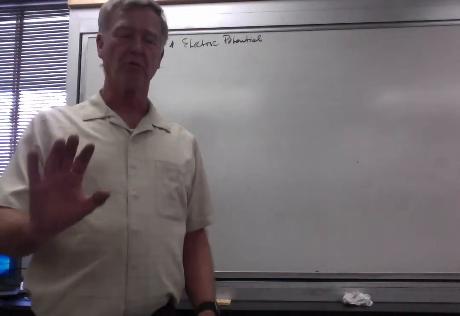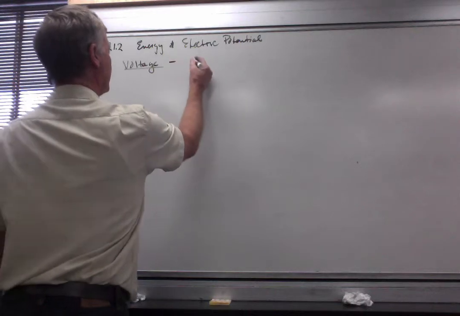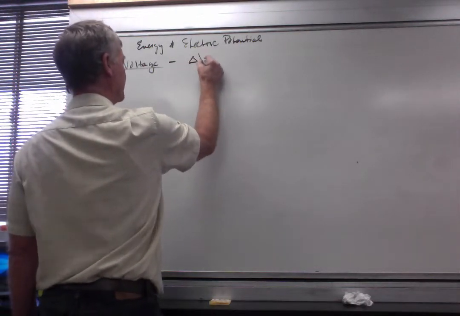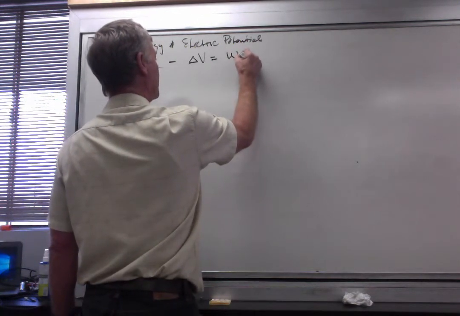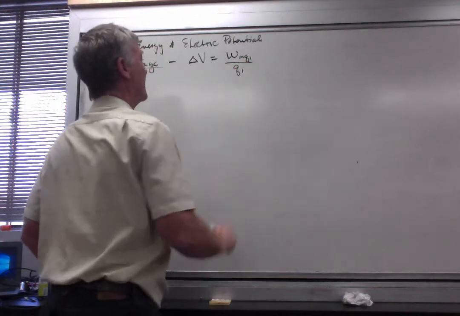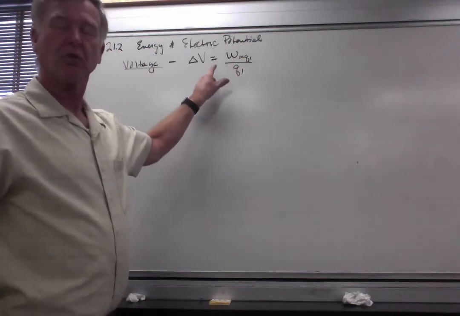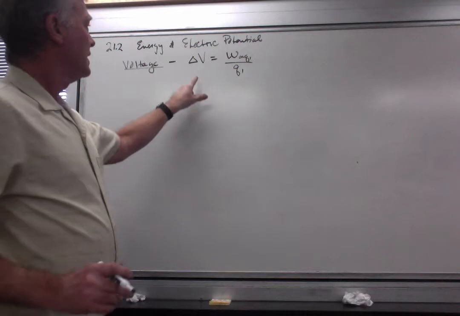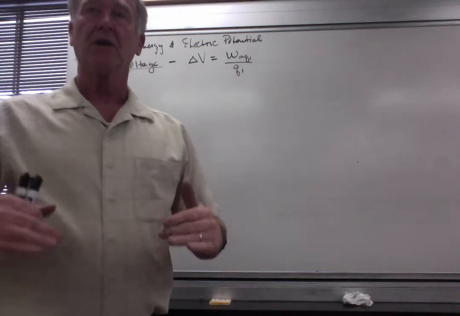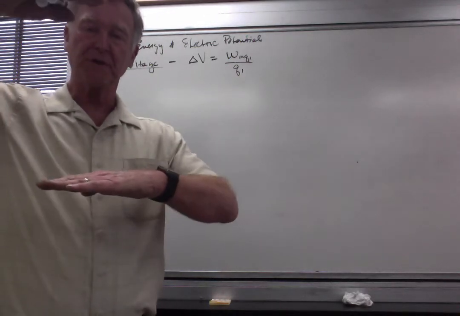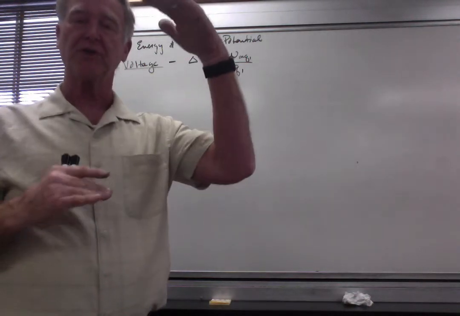It measures the amount of work that we can do on a charge. In fact, the equation for voltage, out of your book, is delta V equals W on Q1 divided by Q1. If you look at that, voltage is work divided by charge. It's the amount of work that will be done on a charge. Notice it doesn't say V, it says delta V. That's because if you move a charged particle in an electric field, you're going to do work on it. It's always a difference between where you started and where you ended up.